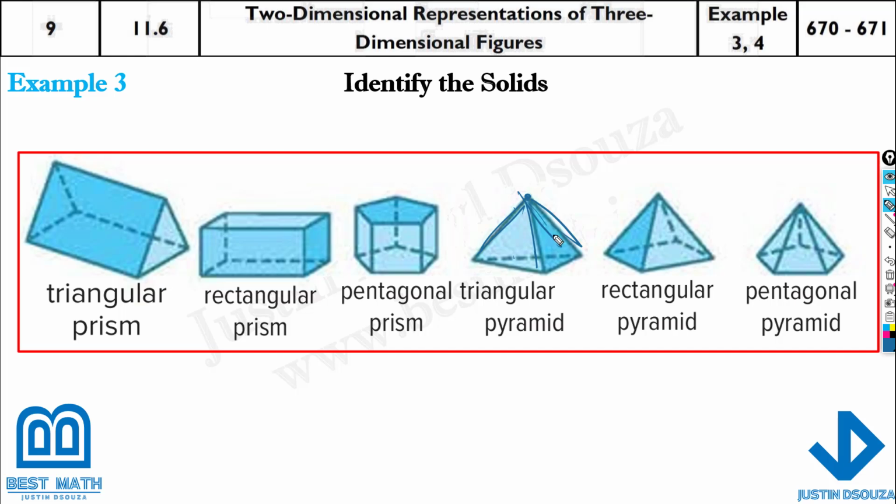It inclines from that point, and it becomes the sides. This is called a pyramid. Now, the pyramid's base matters. This is a triangular pyramid, a rectangular pyramid, and a pentagonal pyramid. That is about the solids.